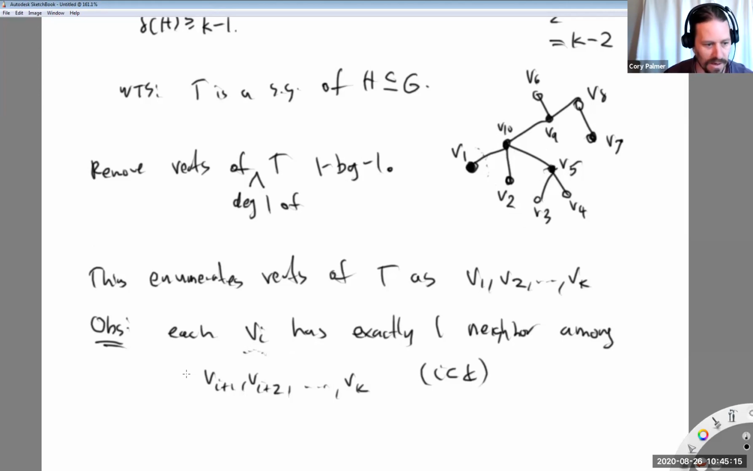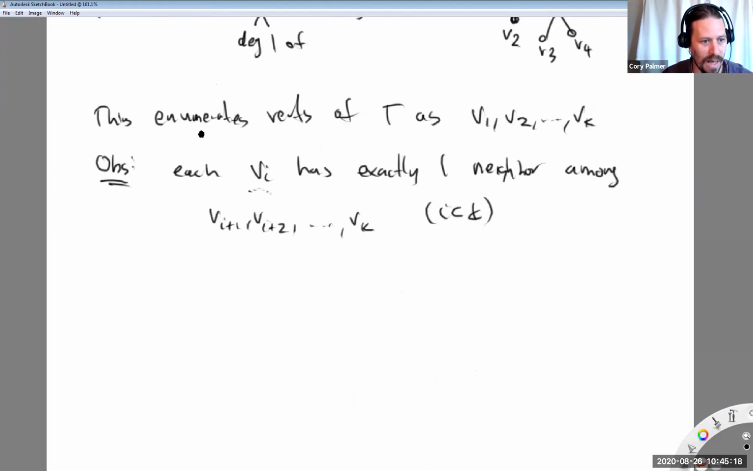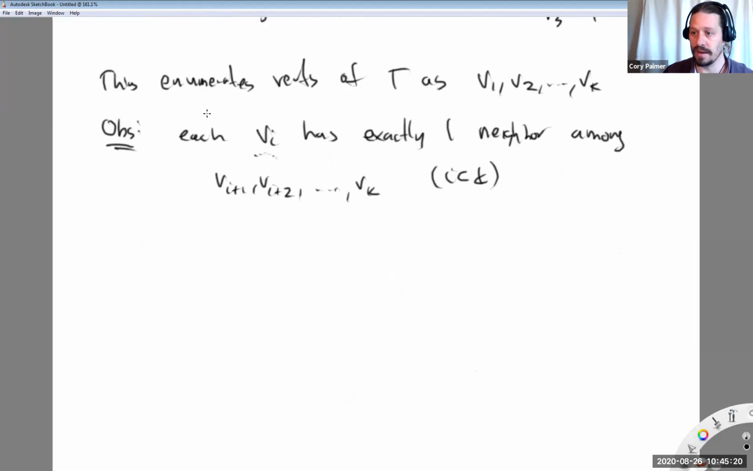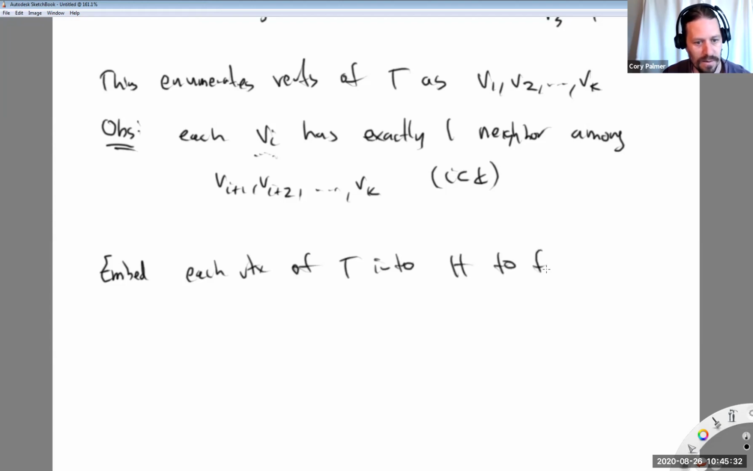So using this enumeration of the vertices, I'm going to embed this tree into my graph H. So embed each vertex of T into H to find T in H. So I'm going to try to create the tree T on the vertex set of H. So I have to maintain all the appropriate incidences in there. Okay. So how do I do that?